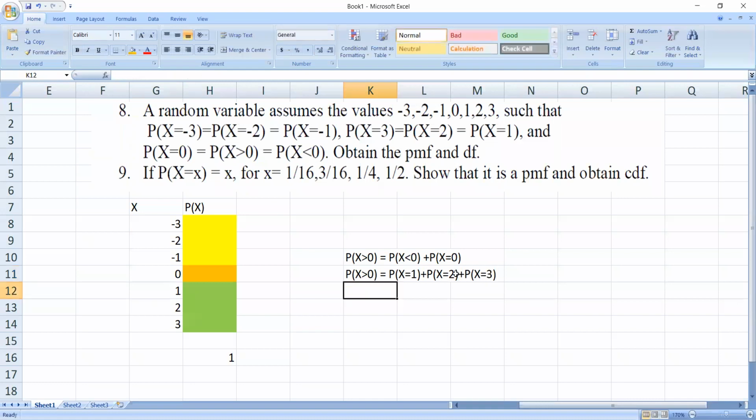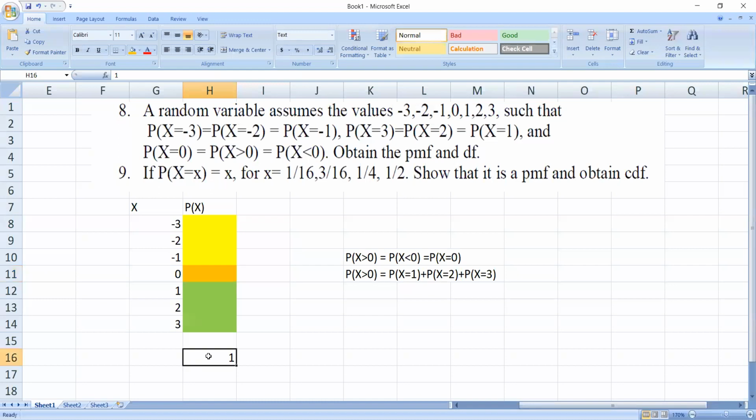So this is the condition. All these three probabilities are equal to P of x equals 0. The question is telling you that first you have to divide the probabilities into these three cases: x greater than 0, less than 0 and equal to 0. The green shaded region in P of x is greater than 0, yellow indicates less than 0 and orange indicates equal to 0. So all these are equal.